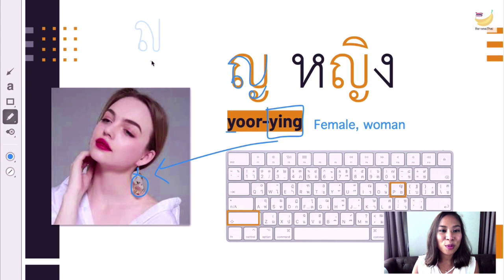Yo ying is less commonly used than yo yak. That's why you have to shrink it, and it's actually on top of yo yak. So yo yak is this one, and this is yo ying. Now practice writing. Pause it here. When you're done practicing writing, come back to see me.